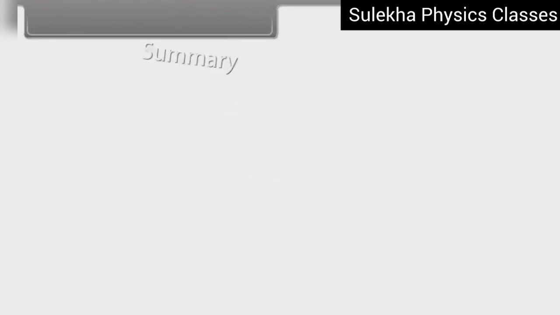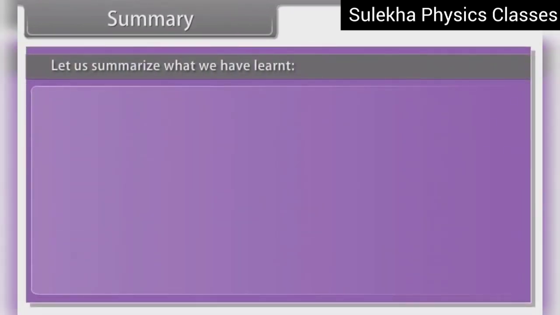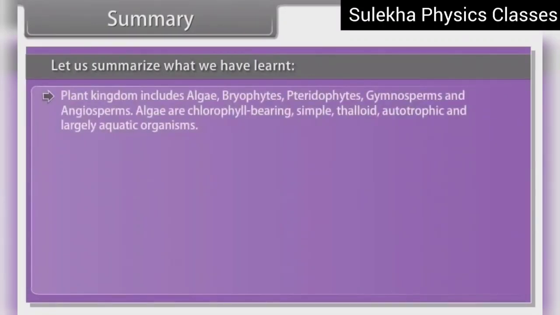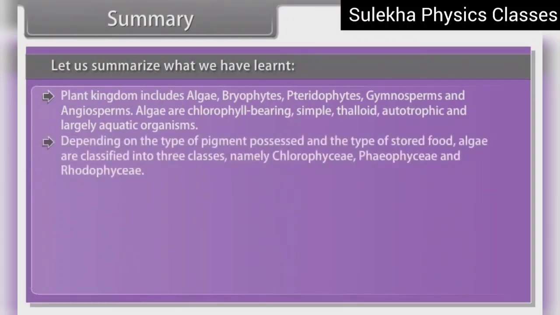Summary. Let us summarize what we have learned. Plant kingdom includes algae, bryophytes, pteridophytes, gymnosperms and angiosperms. Algae are chlorophyll-bearing, simple, thalloid, autotrophic and largely aquatic organisms. Depending on the type of pigment possessed and the type of stored food, algae are classified into 3 classes, namely chlorophyceae, phaeophyceae and rhodophyceae.